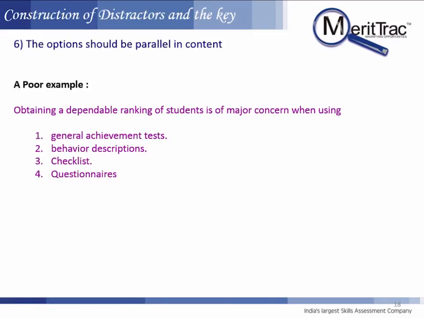Point number 6, the options should be parallel in content. Now this is again in line with that homogeneity. It should be as close as possible, as plausible as possible. So obtaining a dependable ranking of students is of major concern when using a general achievement test, behavioral descriptions, checklist, and questionnaires. Now, very clearly you can understand that options 2, 3, 4 are not really parallel to the first option.